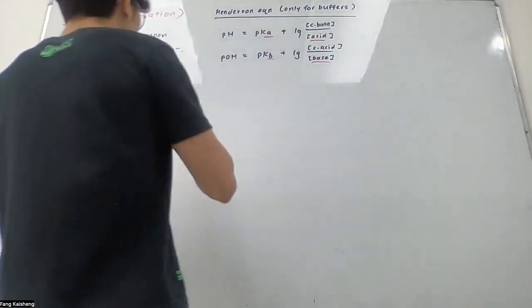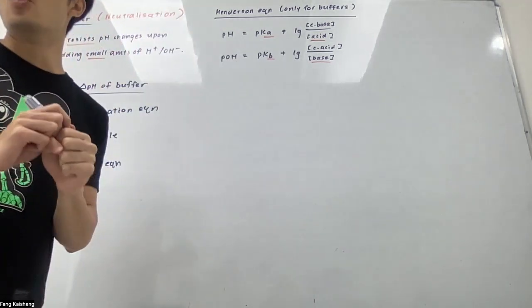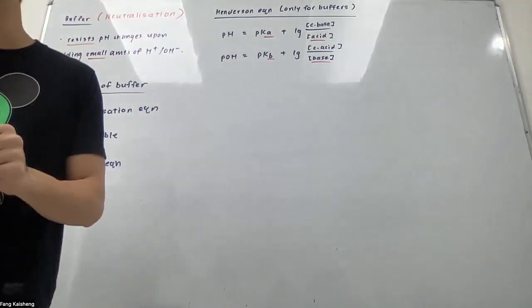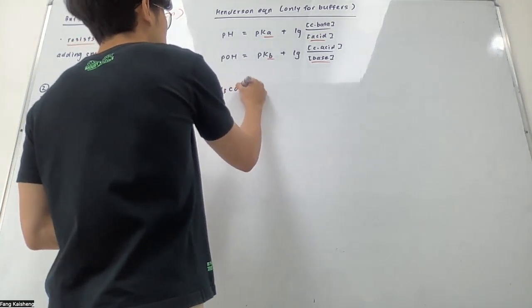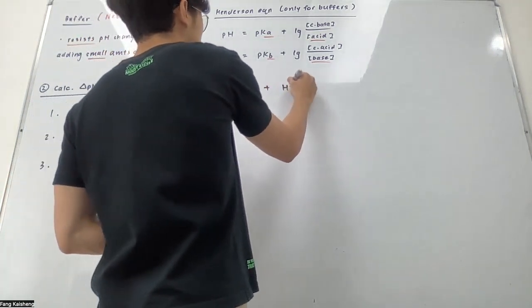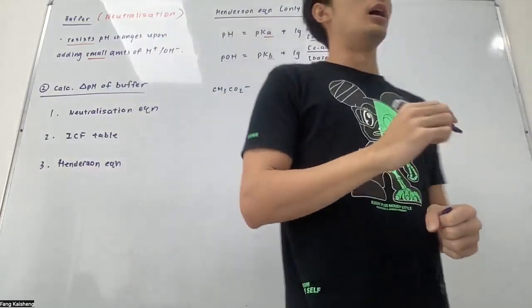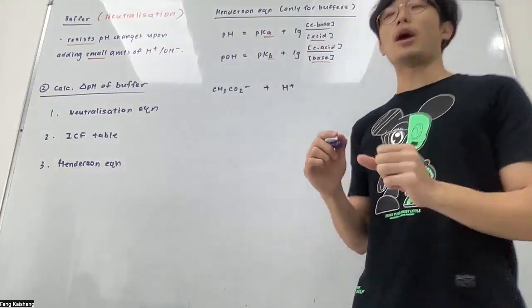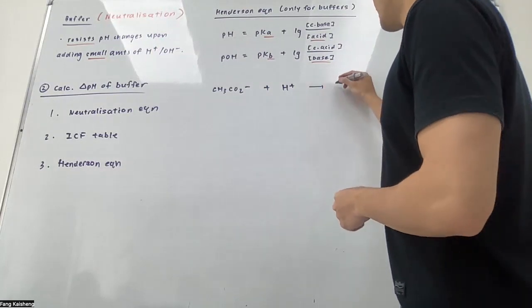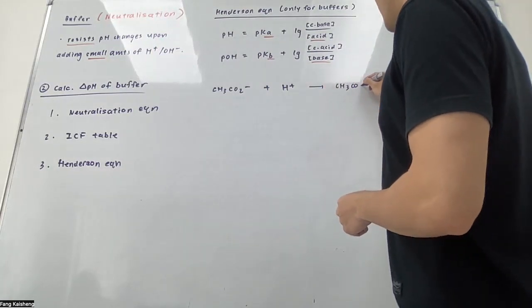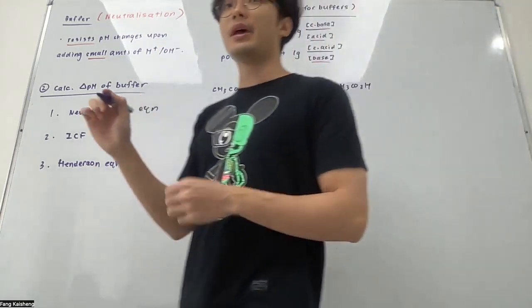Equation first. They add HCl. Whose job is it to remove the HCl? Good, the base. So don't write HCl, just write H plus. What do you get? What arrow, sorry? Full arrow. It's a neutralization equation. Next.